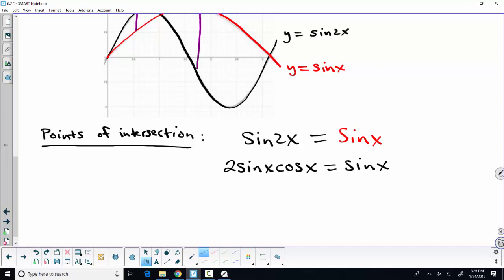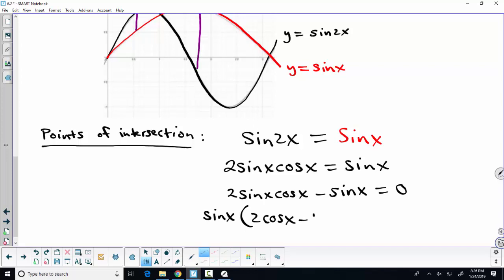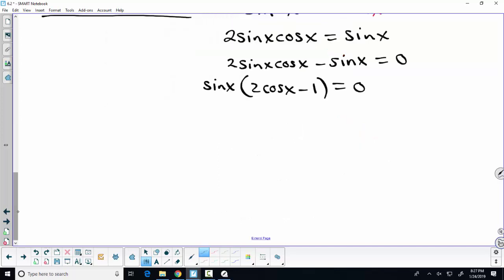That way we've got two terms both involving a sine. We can just factor that sine out of both of those terms. So you've got 2 sine x cosine x minus sine x equals 0. Factor out our sine. Leaves us with 2 cosine x minus 1 times sine x equals 0. Now we've got two things that equal 0 we can solve for.